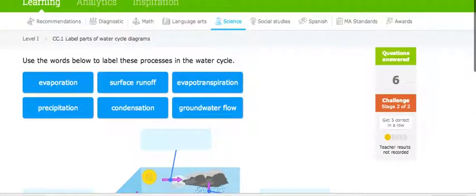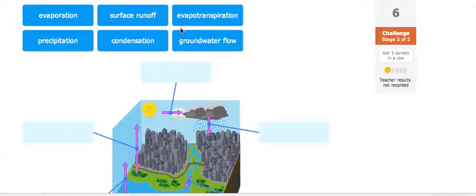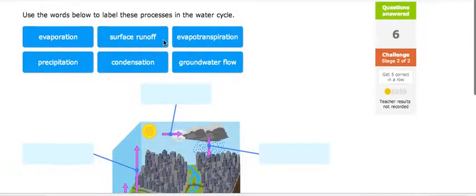So you're going to go on to level I, and you're going to do CC1, labeling the parts of the water cycle, but I'm going to do a few so you can watch how I do it. Also, we need to talk about evapotranspiration. And I don't know if they have transpiration on this one.